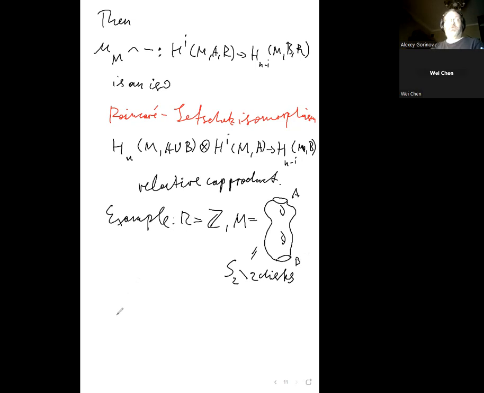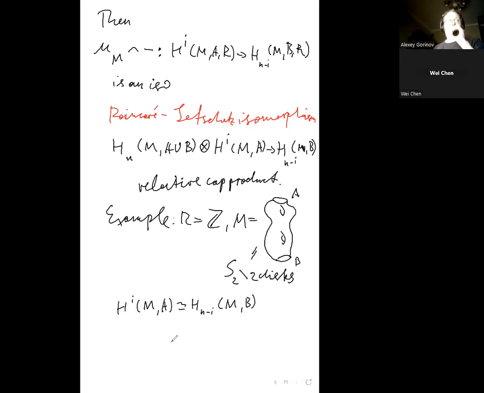And what we have is Hi of M mod A is isomorphic to H n minus i of M mod B. Well, let's check this.